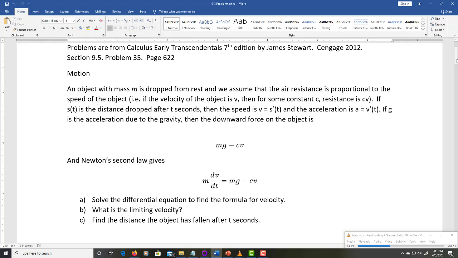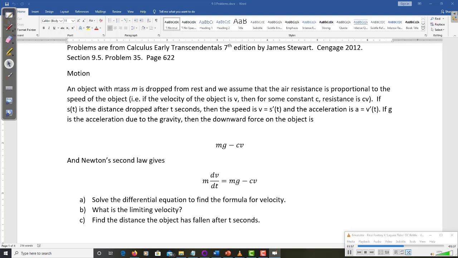So let's investigate this a little bit. We're dropping an object that has mass m. We're not throwing it down, so it's dropped from rest. And if the air resistance is proportional to the speed of the object, which is reasonable in any medium, the faster you push something through, the harder you have to push. Like in water, the faster it's going, the more resistance you're getting from the water. So if you assume that air resistance is proportional to speed, then the resistance equals a constant times v.